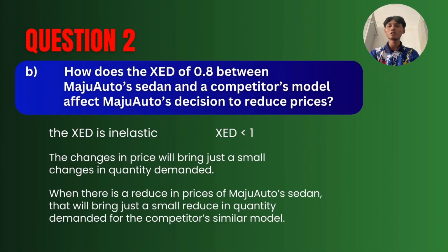For question 2B, how does the XED of 0.8 between Major Auto Sedan and a competitor's model affect Major Auto's decision to reduce prices?